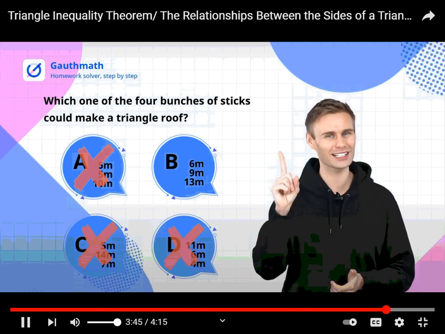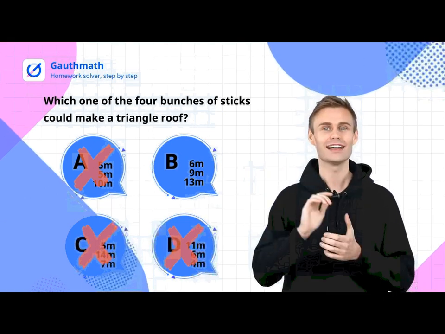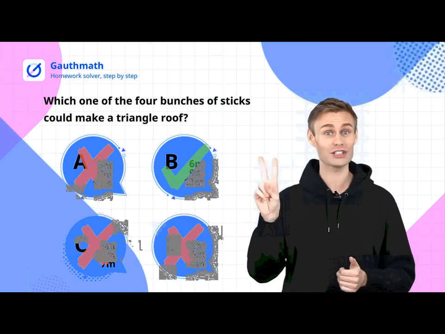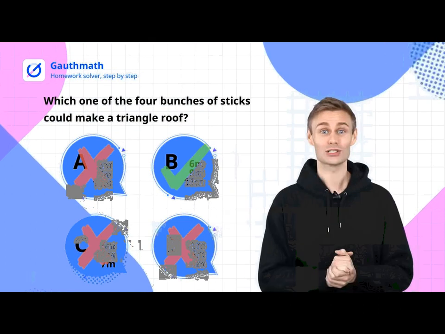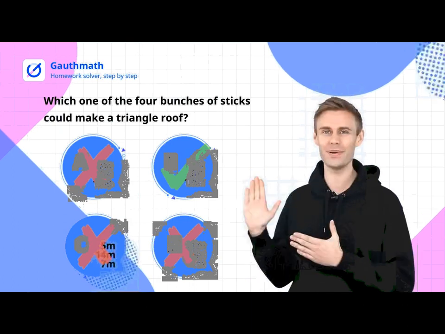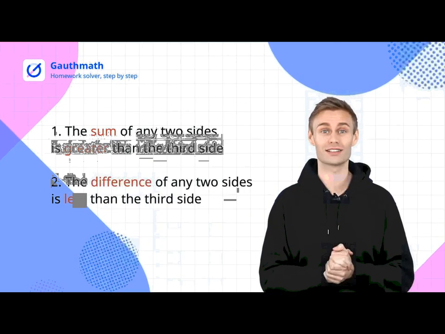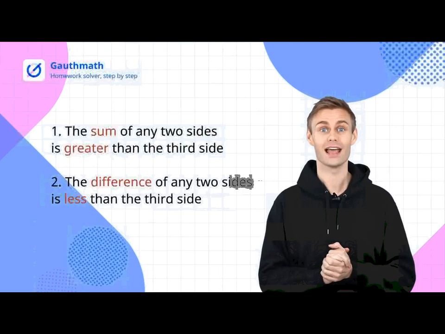6 plus 9 is 15, which is greater than 13. The first constraint is checked. And 13 minus 6 is 7, which is less than 9. Second constraint, checked. So the answer to this question is B. Remember to check both of these two constraints when you try to construct a triangle next time.